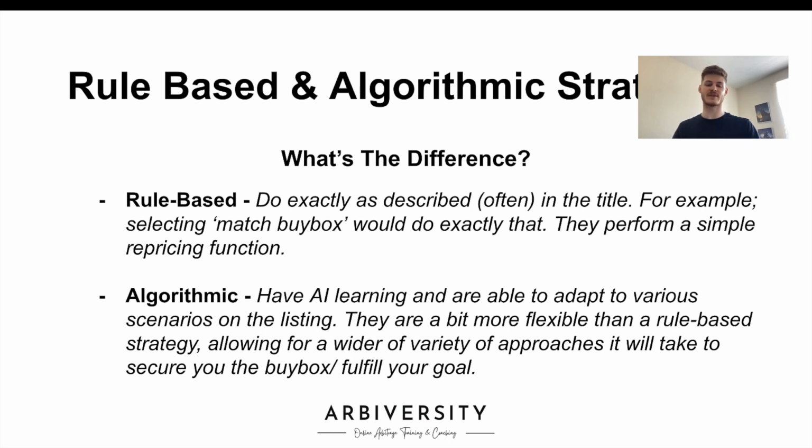So with an algorithmic strategy, as I said, they have AI learning and are able to adapt to various scenarios on the listing. They're a bit more flexible than a rule-based strategy, allowing for a wider variety of approaches it will take in order to secure you the buy box and therefore make you sales. So that isn't me knocking rule-based, by the way. Again, they are great if you have a very simple function, you want it to perform a very simple task in order to get you that buy box. But with the algorithmic strategies, there is a wider approach to repricing in general, which can be super useful and often give you the edge over other sellers on the listing.